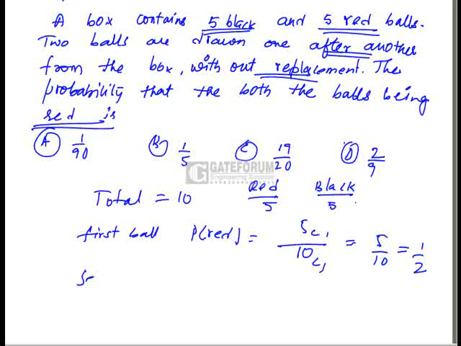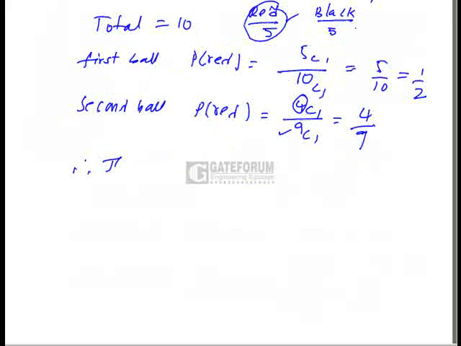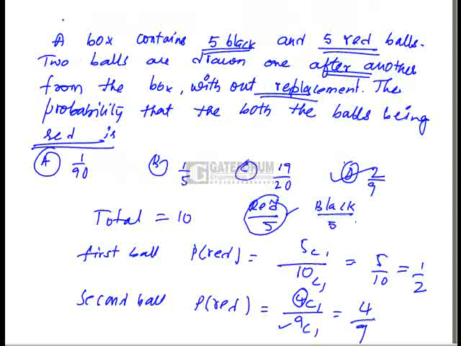Now when we select the second ball, the probability of getting red is 4C1 by 9C1. The reason is we are not replacing the ball. Out of 10 balls we have taken 1, so the remaining are 9 balls, and out of 5 red balls we have selected 1 red ball, so there are only 4 red balls left. So the answer is 4 by 9. Now the required probability is the product of these two cases, which is 1 by 2 into 4 by 9, which is 2 by 9. Option D.